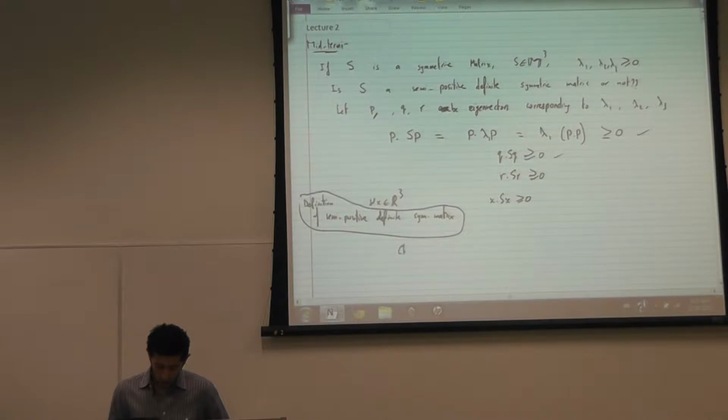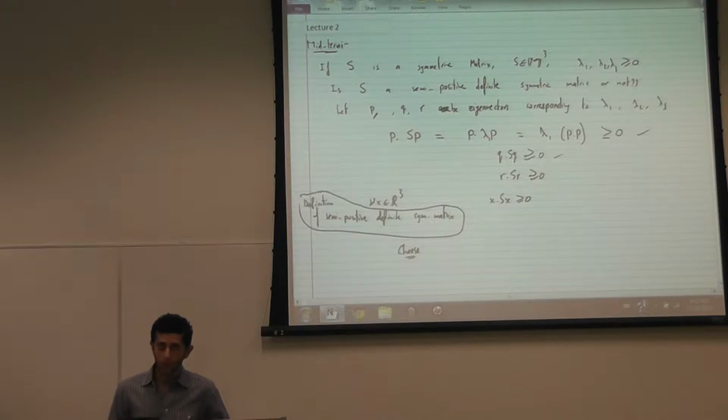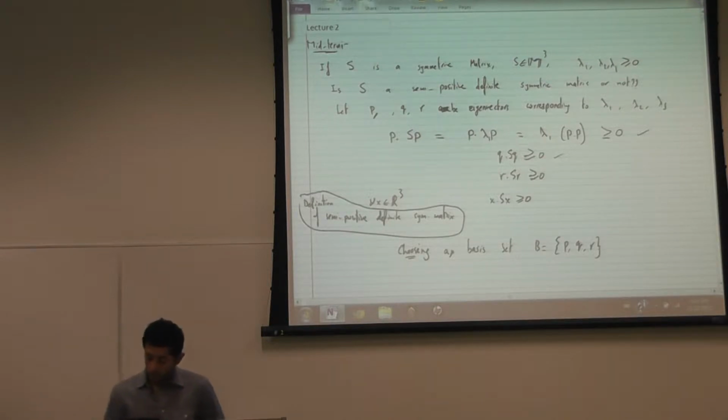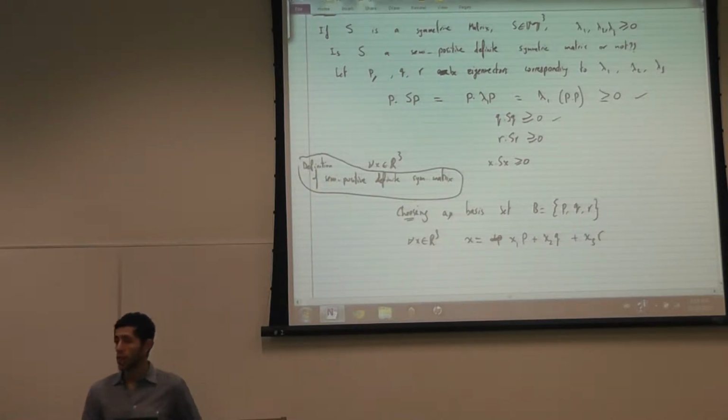So to do this, there are many different proofs, but they all rely on the same concept, which is choosing a basis set P, Q, R. These are 3 perpendicular vectors. I can use these as the basis set. And now any x in R3 can be represented as x1 p plus x2 q plus x3 r, where x1, x2, and x3 are real numbers.